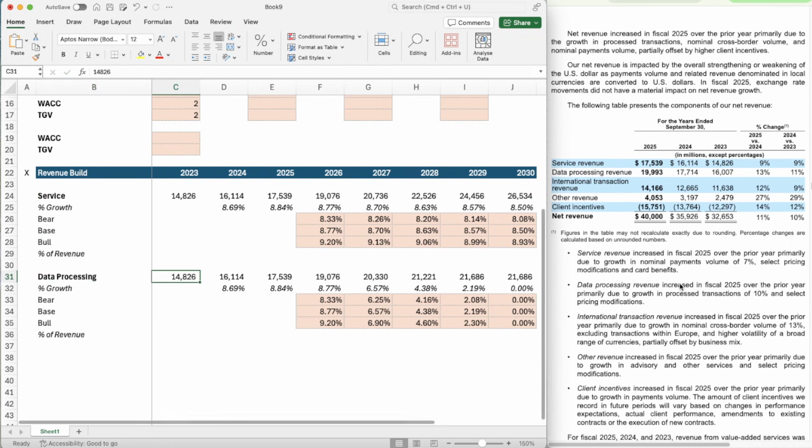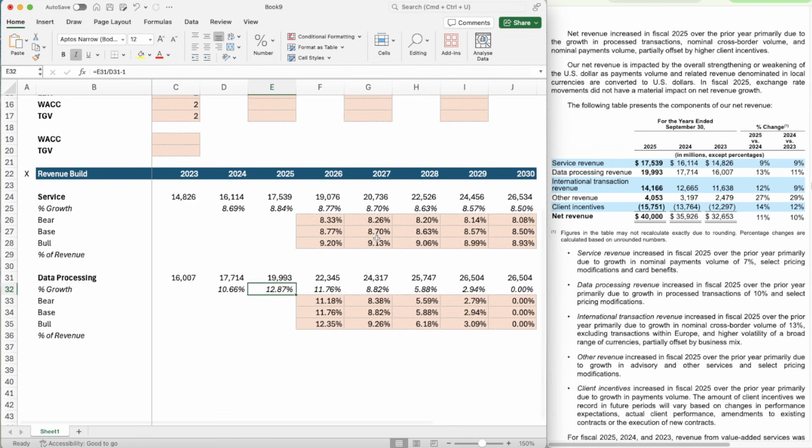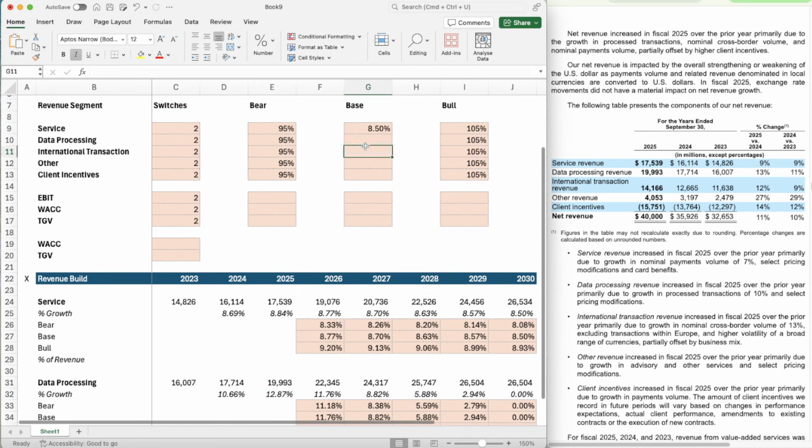Data processing. It's fine. Let's fill that in. 16007, 17714. Yes, and we're going to forecast a growth rate of, this one will be a bit higher. I mean, look, it's there. So let's say it does 10%.